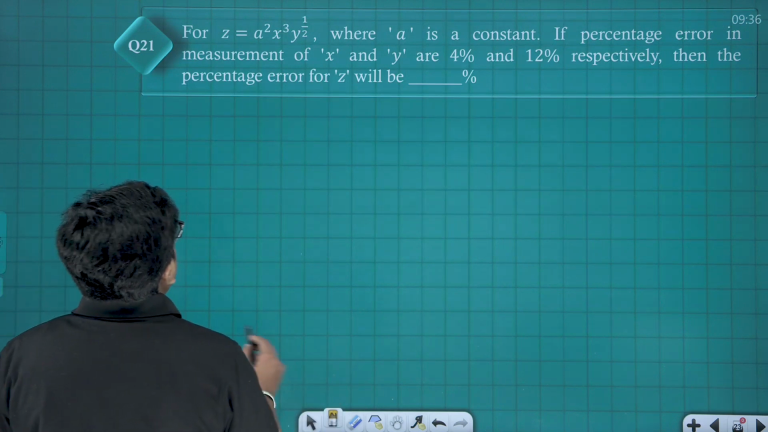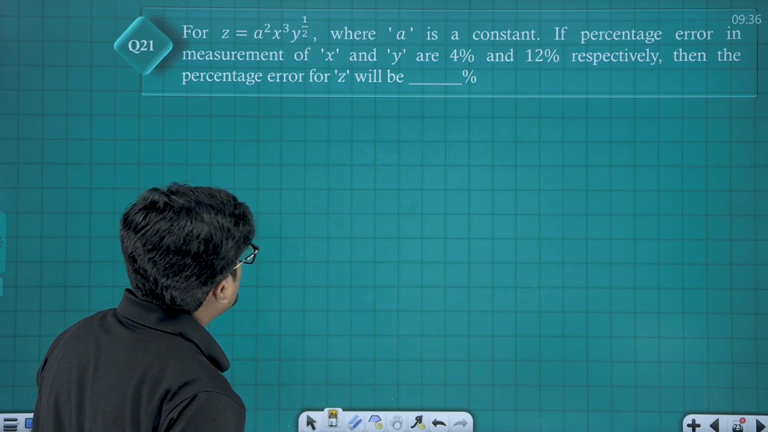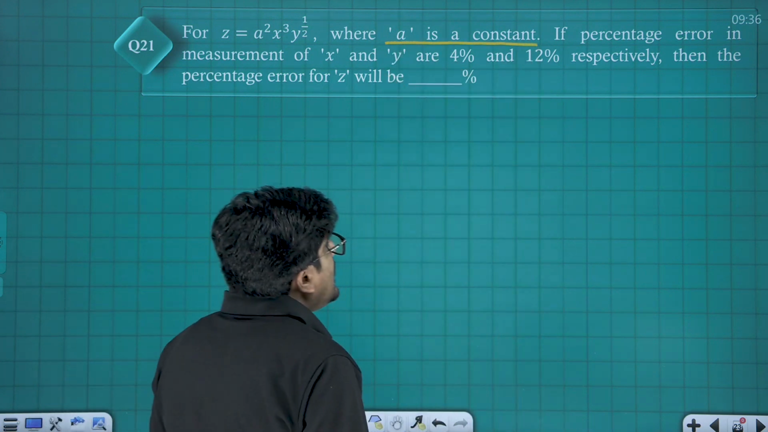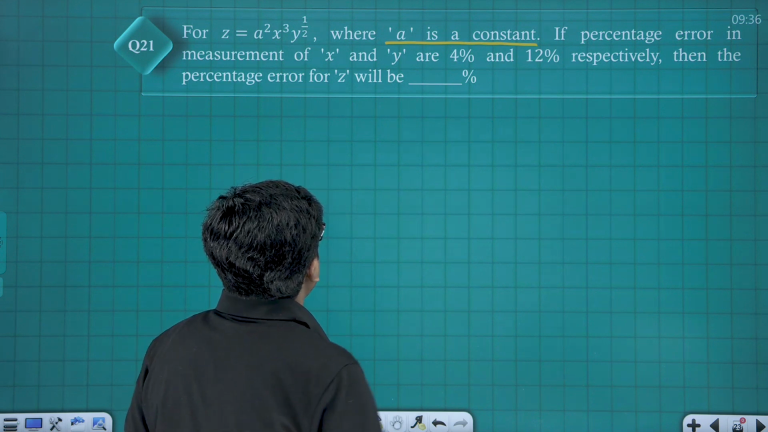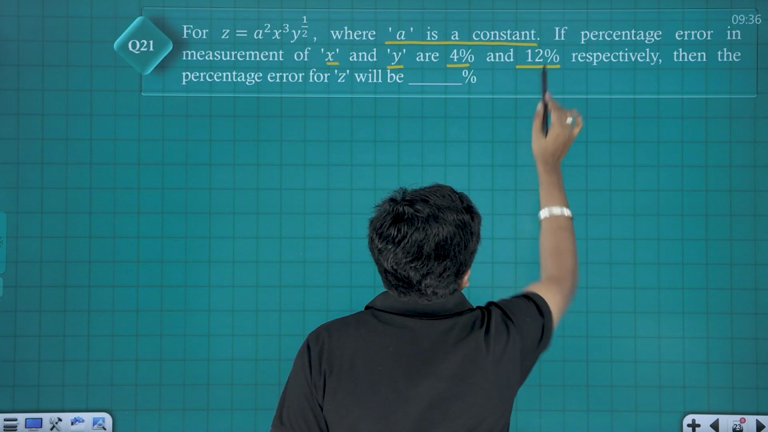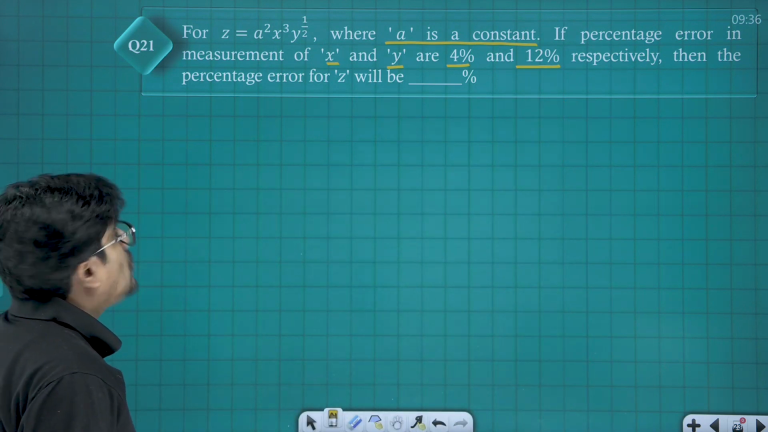For z equal to (a square plus x cube y) raised to 1 by 2, where a is a constant, this is very important, where a is a constant, if the percentage errors in the measurement of x and y are 4% and 12% respectively, then the percentage error for z is going to be.